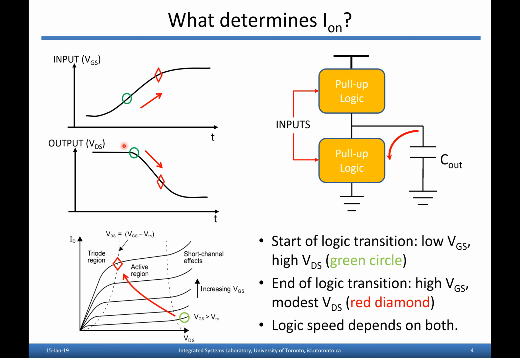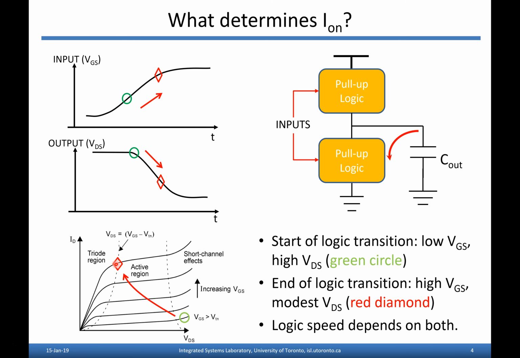Then as the transition proceeds, the output voltage drops. So VDS on the pull down logic transistors drops. But, you know, the input's still rising. So at some point, the input reaches all the way up to VDD. So at that point in time, the on current is living up here. It's signified by this red diamond symbol, right? At that point in time, we've got a much higher VGS, but we've got a lower VDS because the output voltage has started to drop.